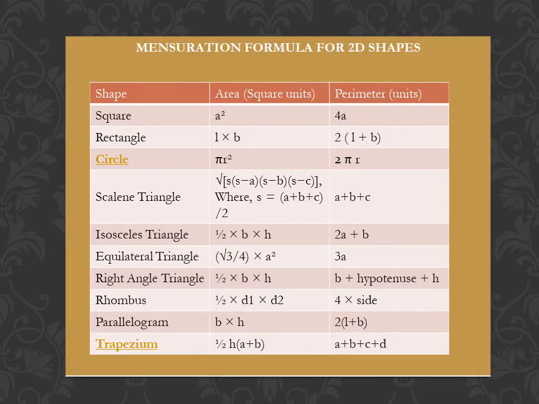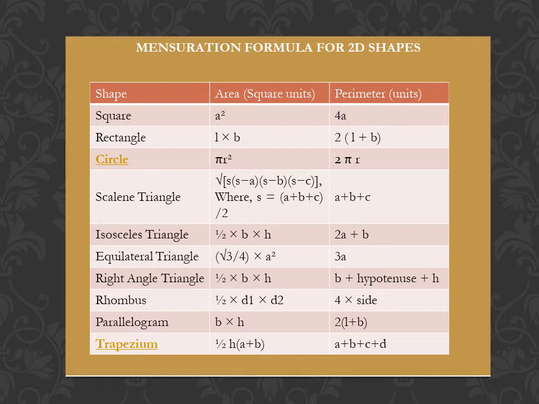We will be discussing 2D shapes first and thereafter 3D ones. 2D shapes are those which lie on the XY plane and not more than that. 2D shapes are square, rectangle, circles, triangles, rhombus, parallelogram, trapezium. They all lie on the XY plane. They don't have a Z axis.